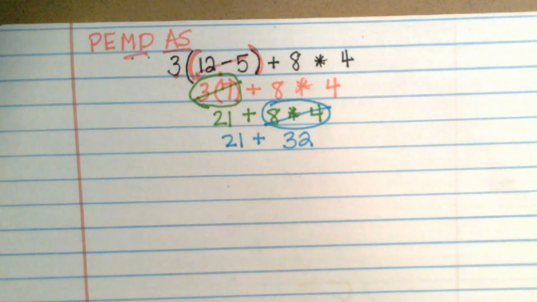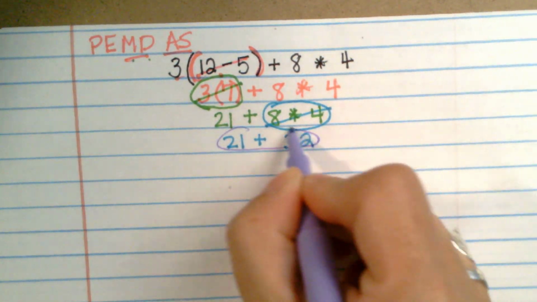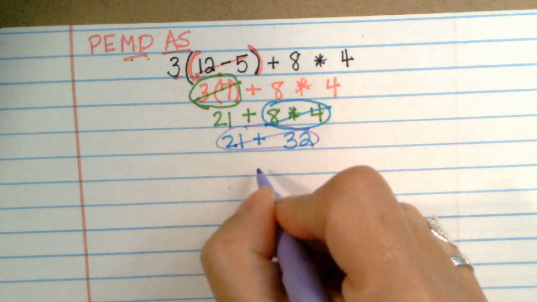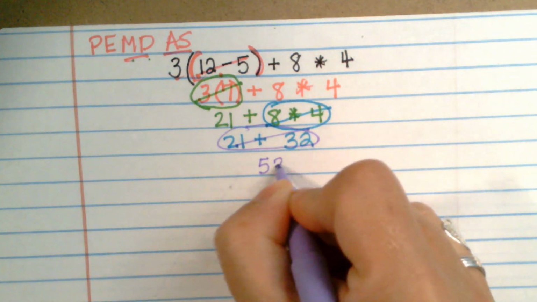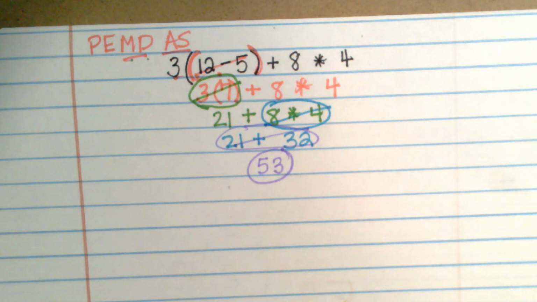Is there any more multiplication in my problem? Nope. How about addition or subtraction? Yes. This is the last one. And 21 plus 32 is 53. Is that what you got? I hope so. Look again.